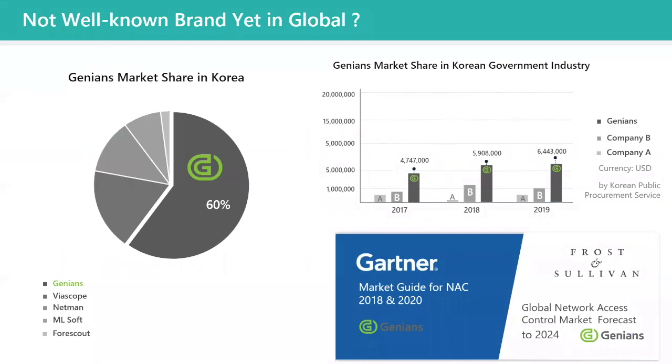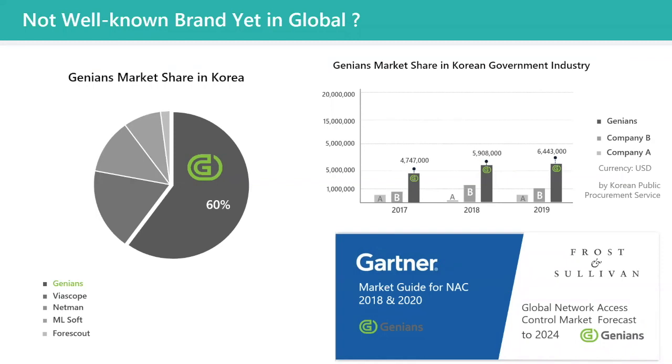Last prejudice is that Genian NAC is not a well-known brand in global. I don't want to say that, no, we are a famous NAC solution. However, I just want to say that we had just started NAC business in global. Since 2006, we have been running to get accumulated technical and sales experience in Korea. And finally, we have achieved the number one NAC solution vendor in Korea market.